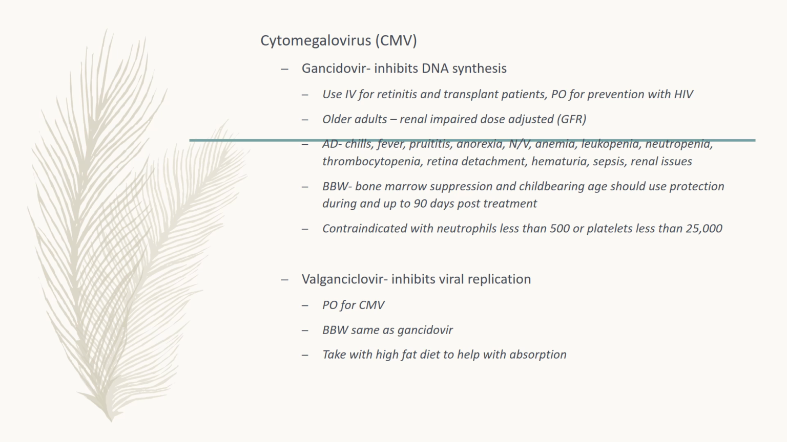Valganciclovir is another medication, and it inhibits the viral replication. It's a PO medicine used for the cytomegalovirus, and the black box warnings are the same. The difference in this medicine is it talks about the importance of taking the medicine with a high-fat diet to help with absorption.